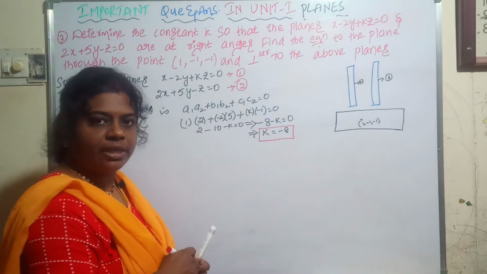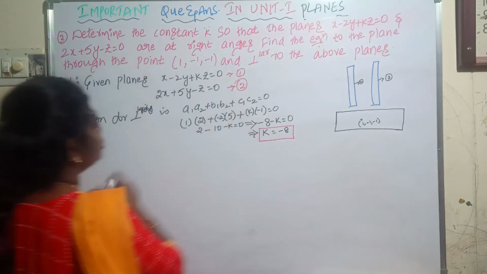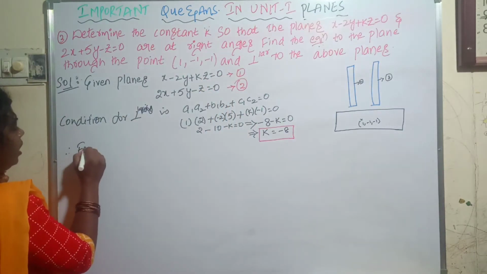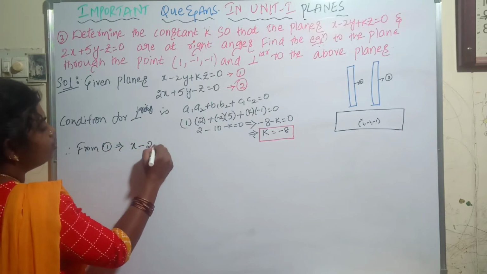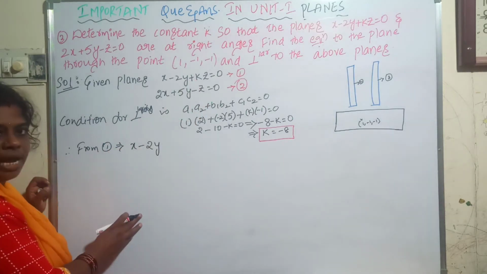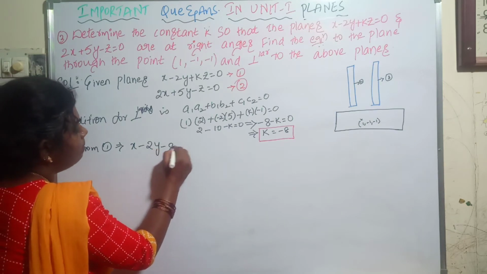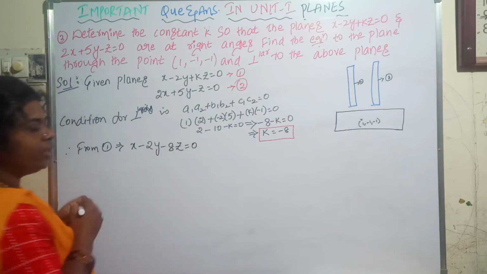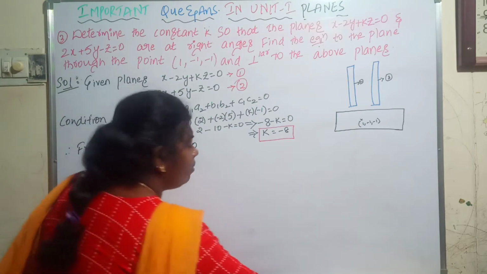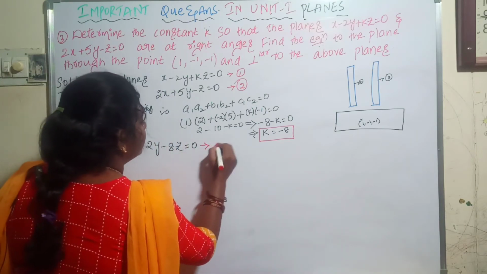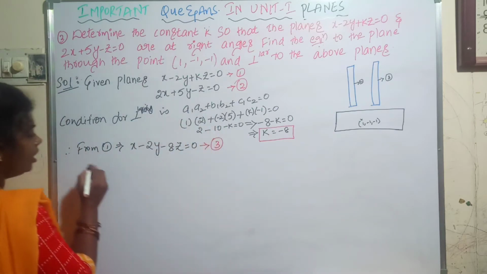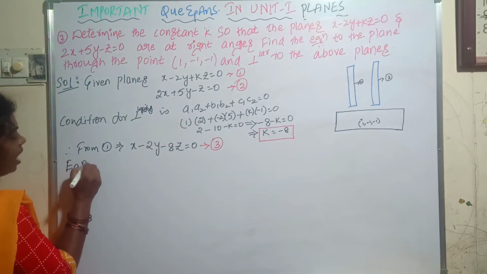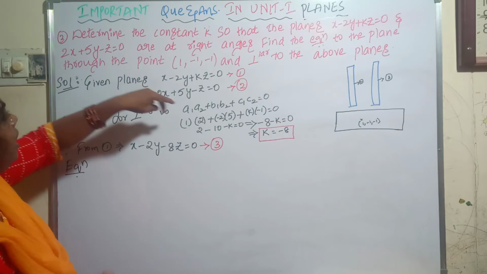Now substitute the k value in equation 1. Therefore, from the first equation we have x - 2y, and in the place of k we write -8, so -8z is equal to 0. Treat this equation as the third equation. Now, what is he saying?